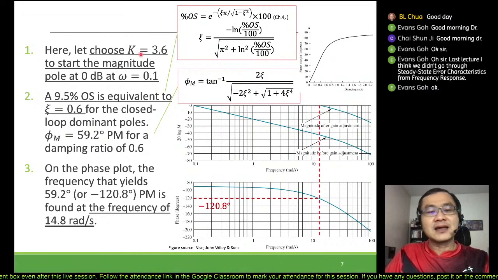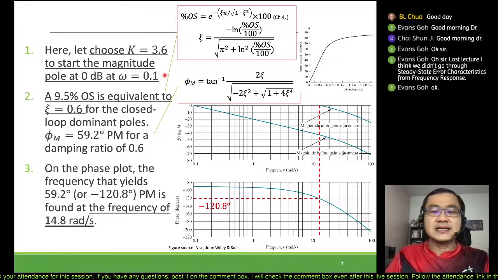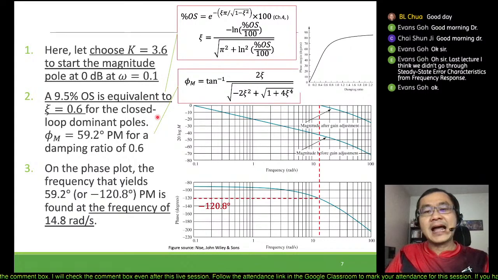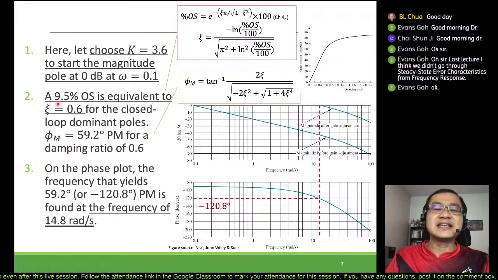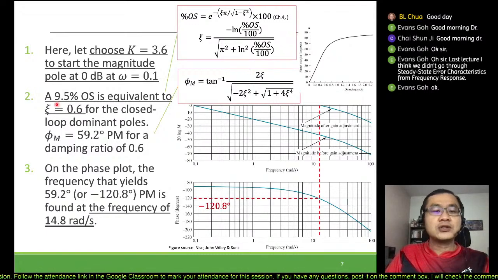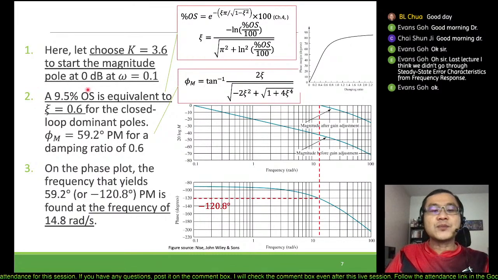So we set that as k equals 3.6, right? Once we get that particular k, which you learned in the previous lessons, then from this so-called uncompensated, or non-adjusted, condition, what we would do now is check what the damping ratio is that corresponds to this 9.5 percent overshoot.